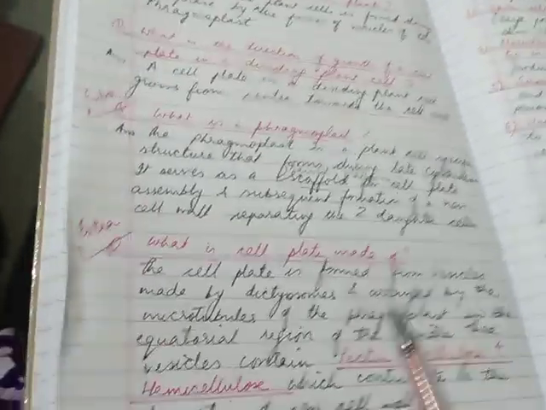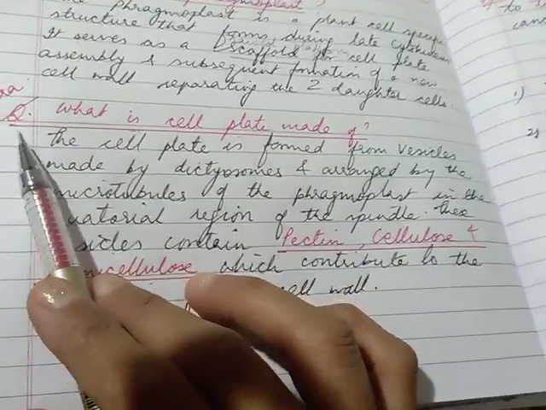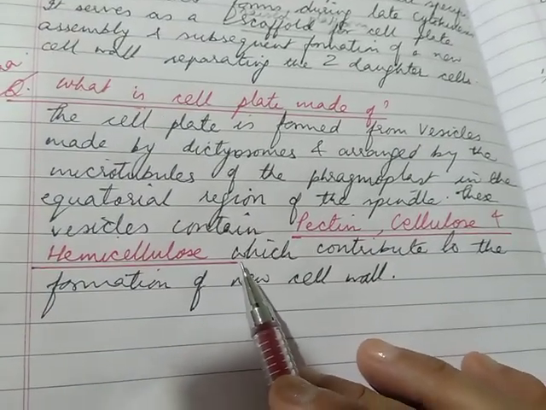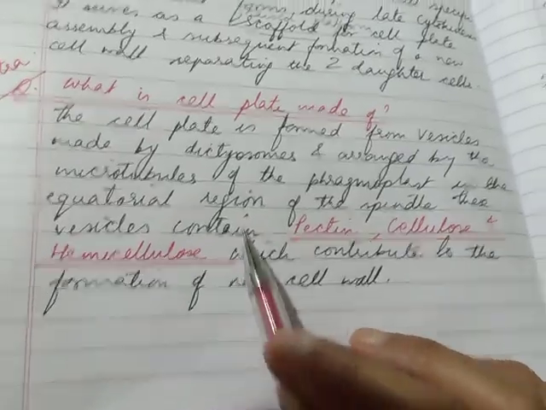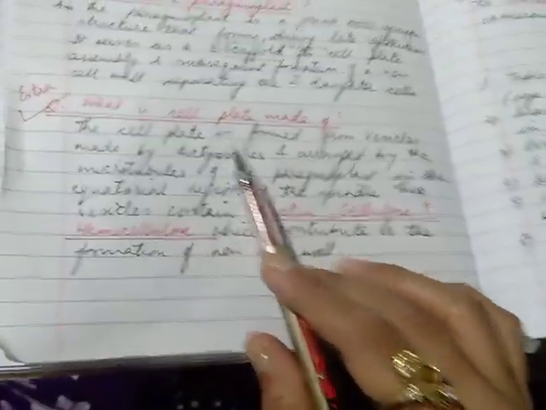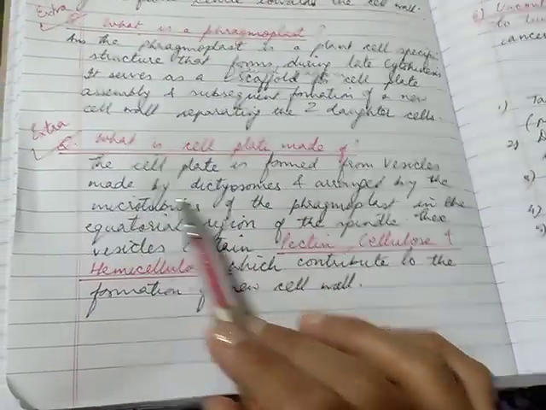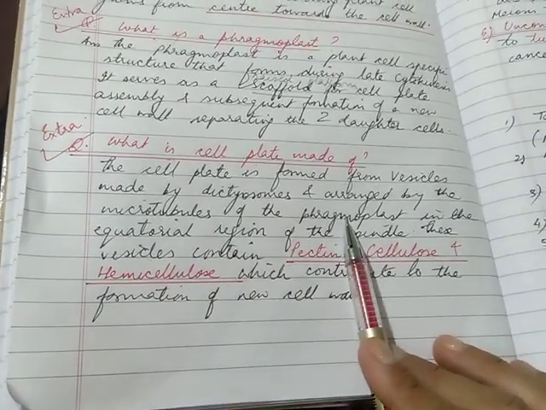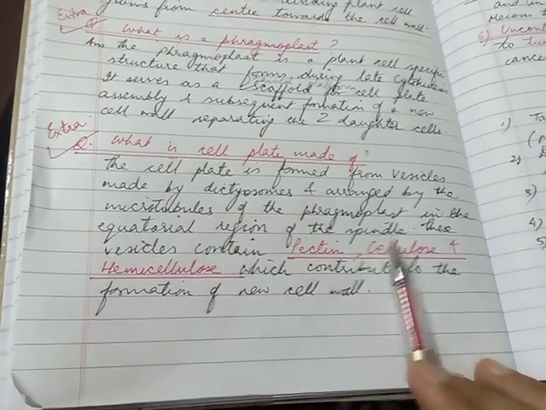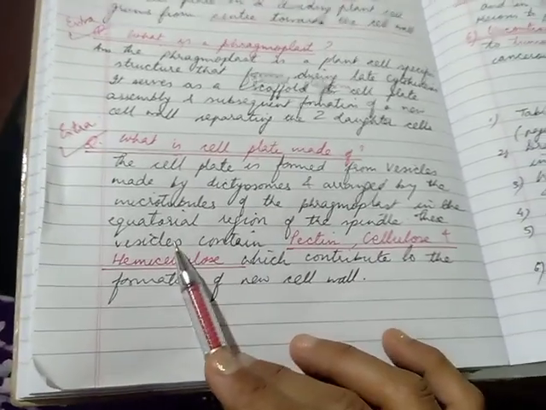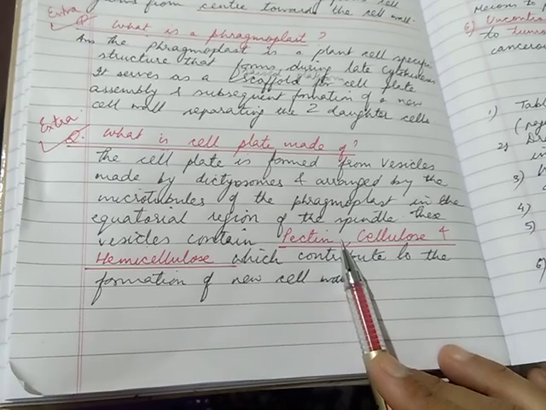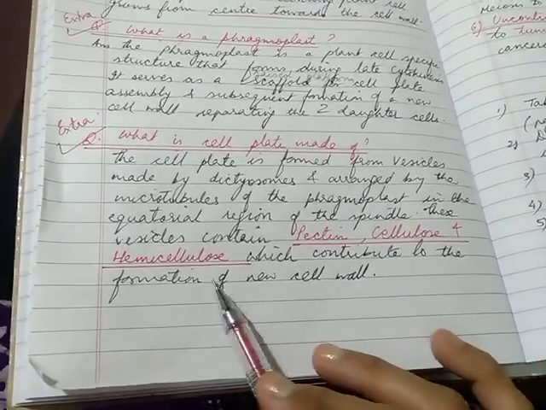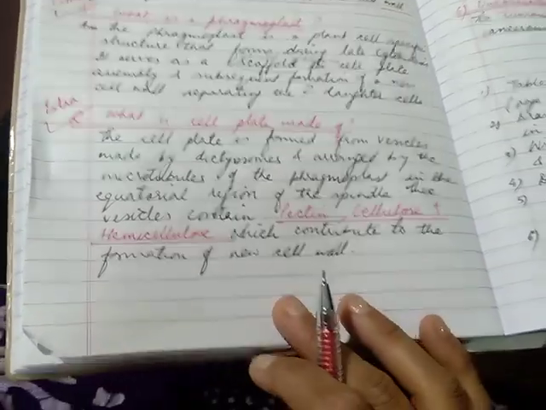And what is the cell plate made up of? This is also an extra question, children, but just for you, because maybe this is coming to your mind, how it is made up, what is the basic composition, etc. So what is the answer to this? The cell plate is made from vesicles made by dictyosomes and arranged by the microtubules of the phragmoplast in the equatorial region of the spindle. These vesicles contain pectin, cellulose and hemicellulose, which contribute to the formation of the cell wall.